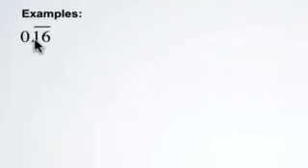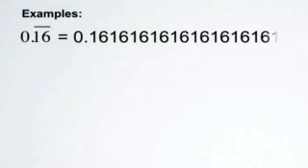So 0.16, now the bar is over the 1 and the 6. So that means 1 6 is the repeating pattern. So it would be 0.161616 on and on and on.